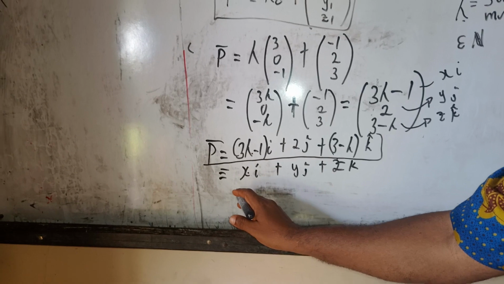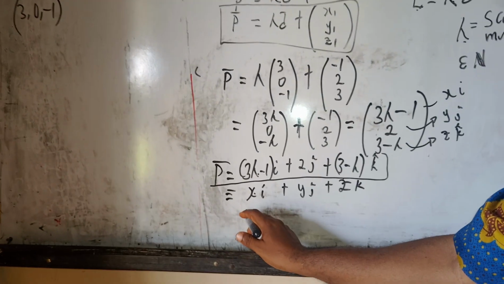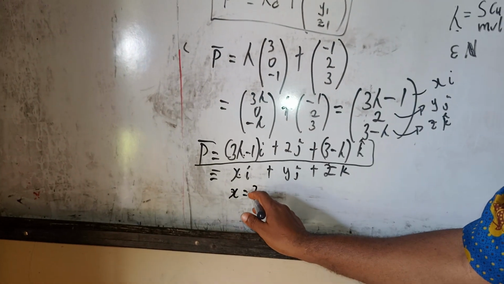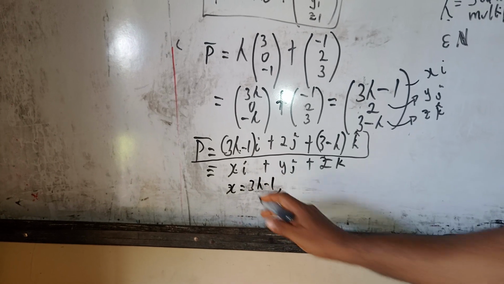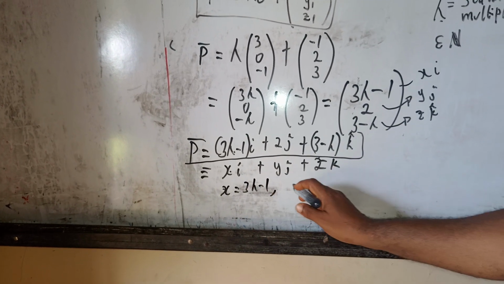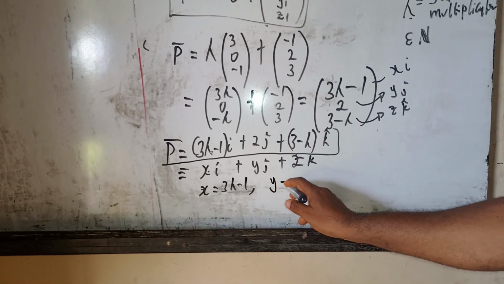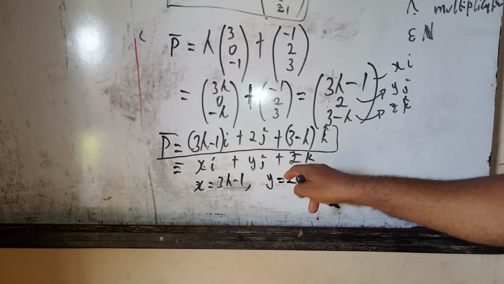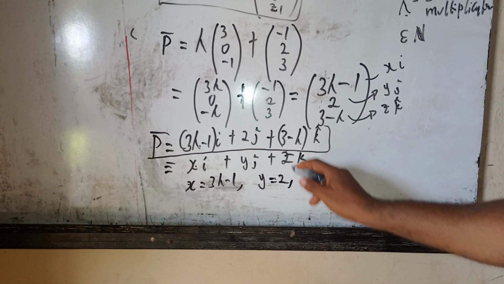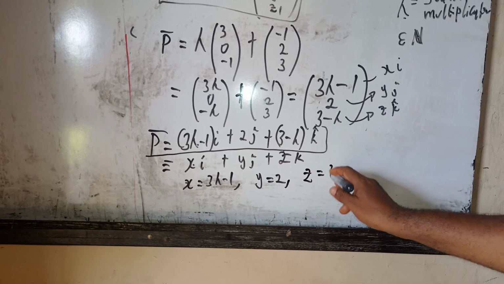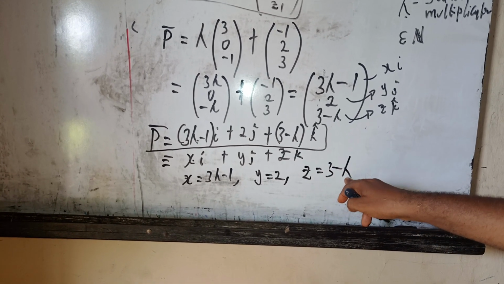So to write it in parametric form, my x stands for this, I have x is equal to 3 lambda minus 1, comma, my y stands for that 2, so I have y is equal to 2. Then my z stands for what I have here, z is equal to 3 minus this scalar called lambda.